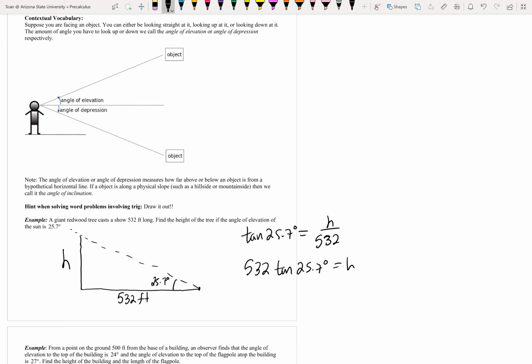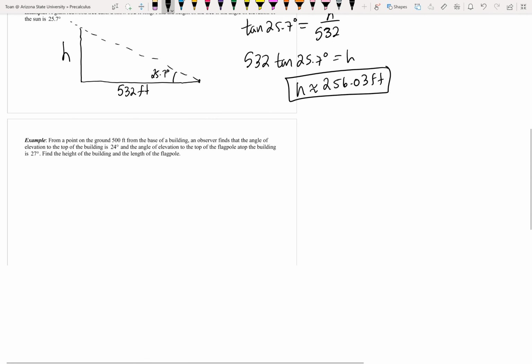Since 25.7 is not a special unit circle angle, you'll just whip out your calculator and type that all in. If I punch this into a calculator, that gives me a height of approximately 256.03 feet tall. Easy peasy. So this is an example of using trig to measure something that's impractical. It's easy to measure things on the ground. It's easy to measure shadows, but it's not as easy to measure vertical heights. But with trig, we can. Let's take a look at a more involved example, the second example here.